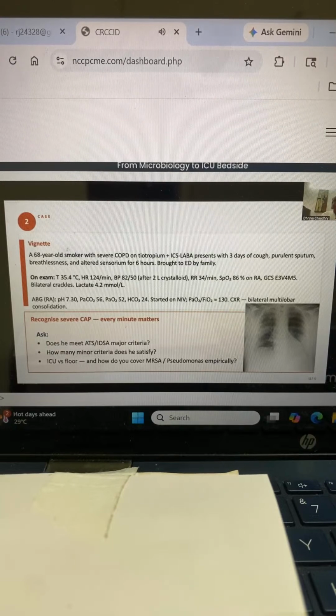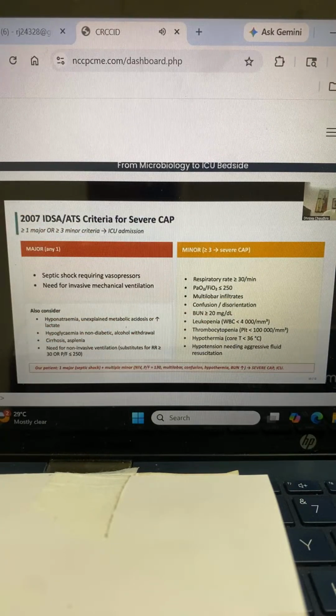That's where the ATS-IDSA major criteria come in. How many minor criteria of the ATS-IDSA does he satisfy? And where do we need to admit him? ICU flow. And how should or should we not cover for MRSA or Pseudomonas empirically? This is important because I'm seeing prescriptions across the board. People start either a carbapenem and along with it a glycopeptide, that is either teicoplanin or vancomycin, without putting emphasis on this. So I think this is very important, and it's a very simple criteria.